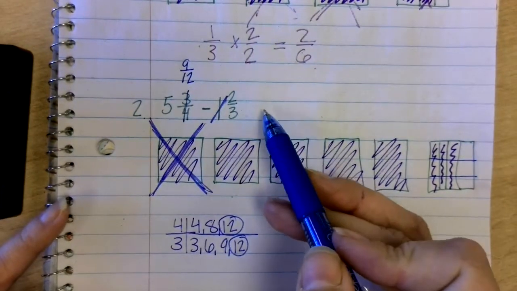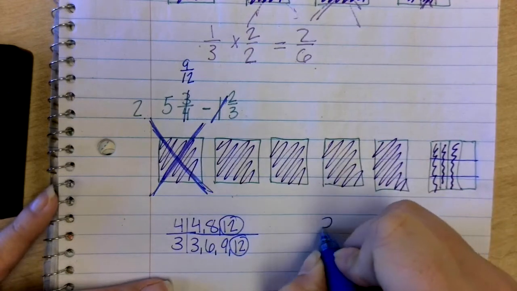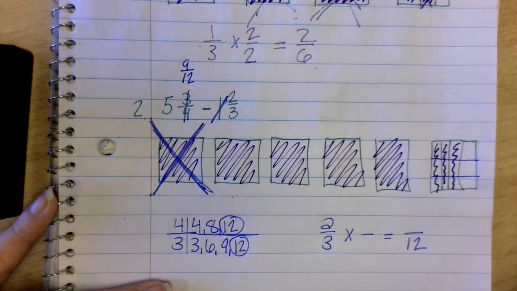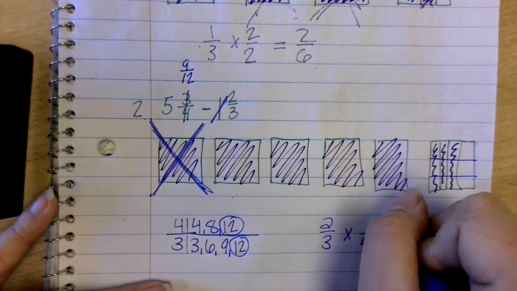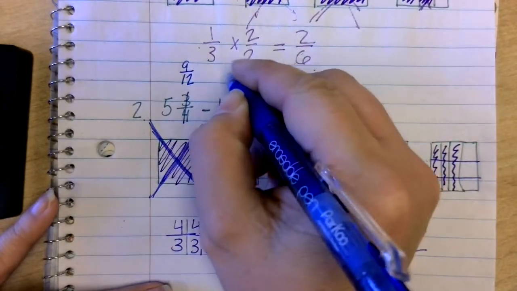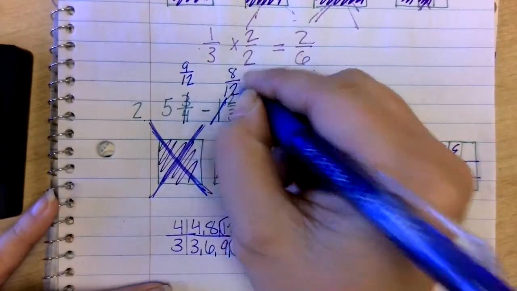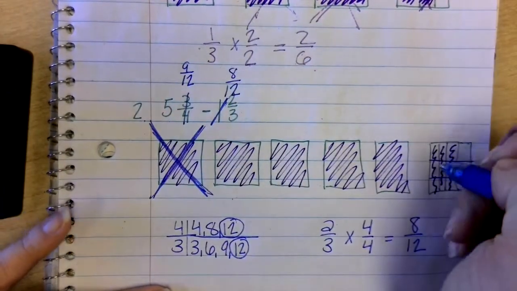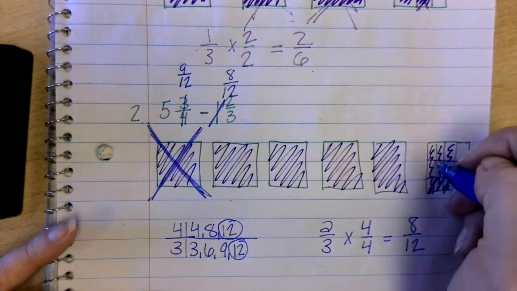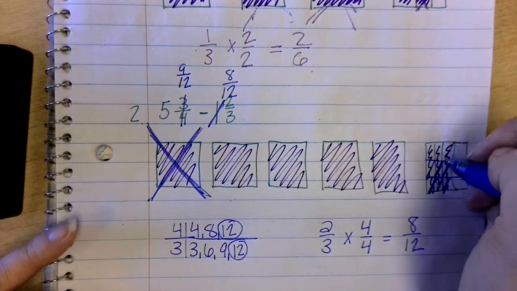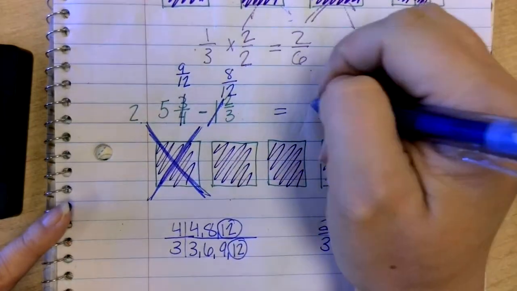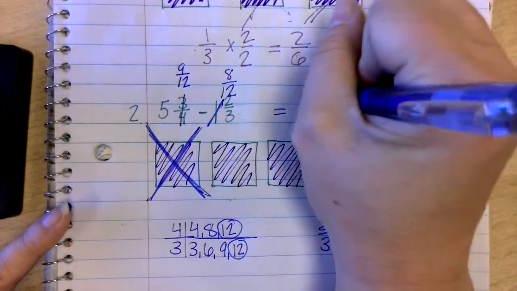So now I just need to figure out how 2/3 is equivalent to how many twelfths. So we'll do that like this. 2/3 times something gives me twelfths. Well, I know that 3 times 4 is 12. 2 times 4 is 8. So what I have now is 5 and 9 twelfths minus 8 twelfths. So I just need to take away 8 of these twelfths. 1, 2, 3, 4, 5, 6, 7, 8. And so I'm left with an answer of 4 wholes and 1 twelfth.